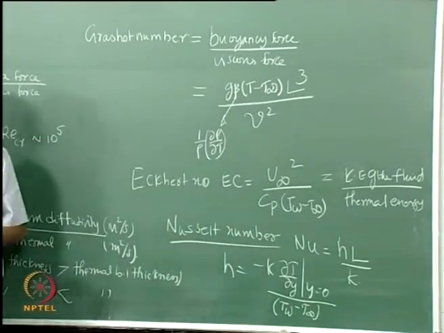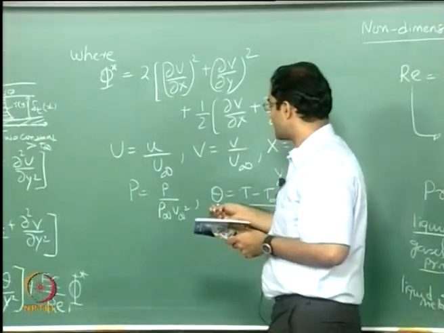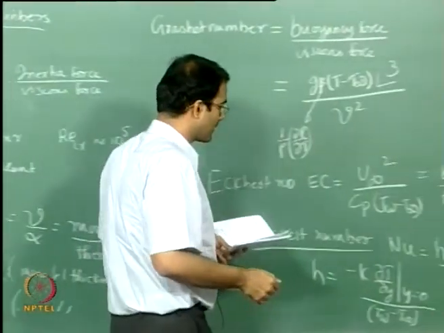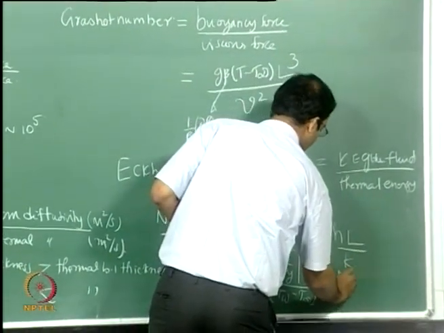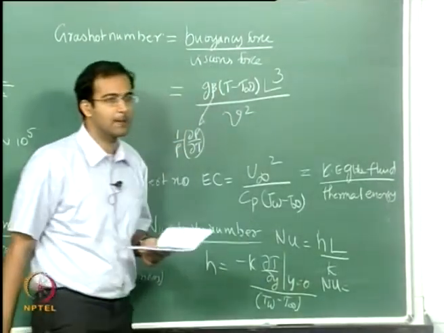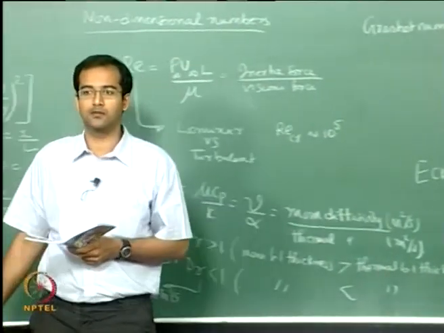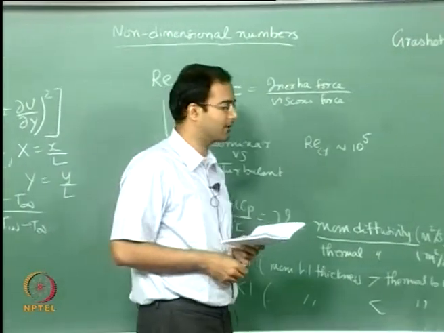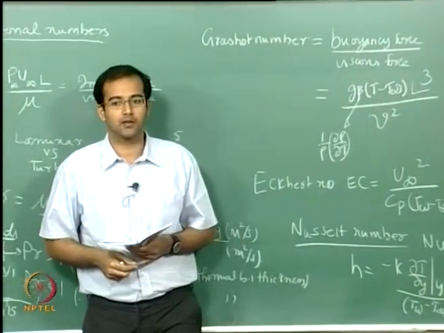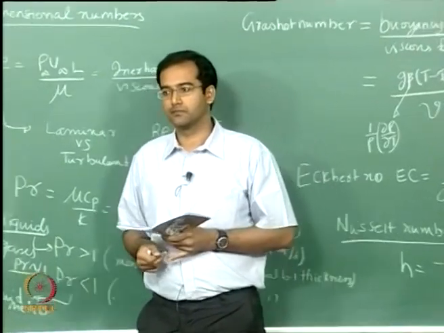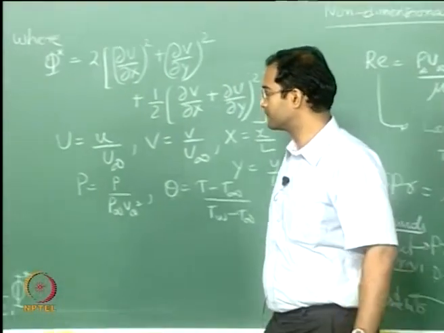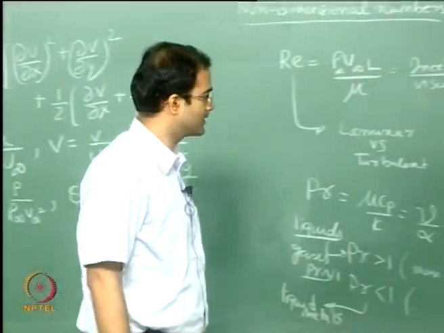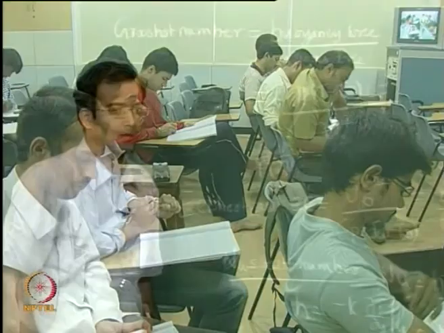Now if you use the non-dimensional temperature based on this definition right here, can you tell me what will be the Nusselt number in terms of the non-dimensional temperature gradient? You can plug in the non-dimensional form into the dimensional form, and then calculate your Nusselt number in terms of the non-dimensional temperature gradient. It's a nice exercise, I think you can just try out. I'll give you a couple of minutes.